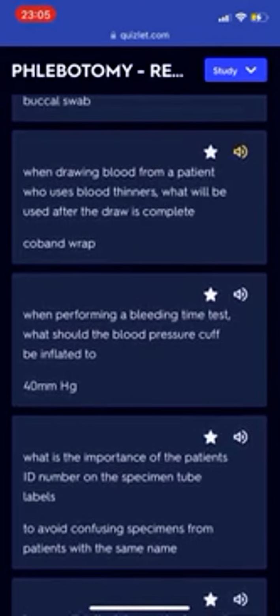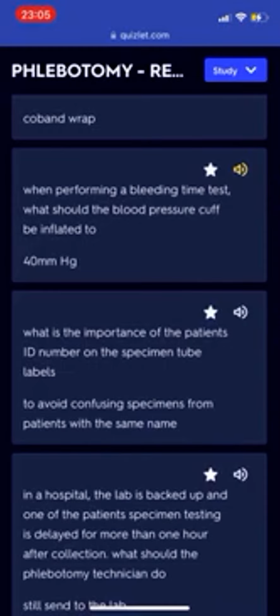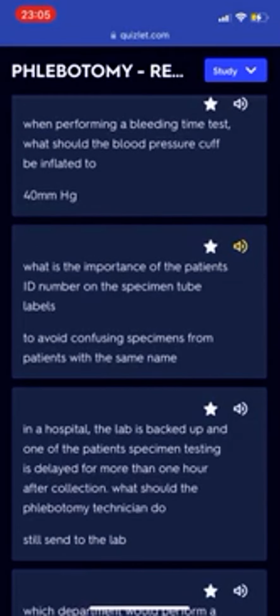When drawing blood from a patient who uses blood thinners, what will be used after the draw is complete? Coban wrap. When performing a bleeding time test, what should the blood pressure cuff be inflated to? 40 mm Hg. What is the importance of the patient's ID number on the specimen tube labels? To avoid confusing specimens from patients with the same name.